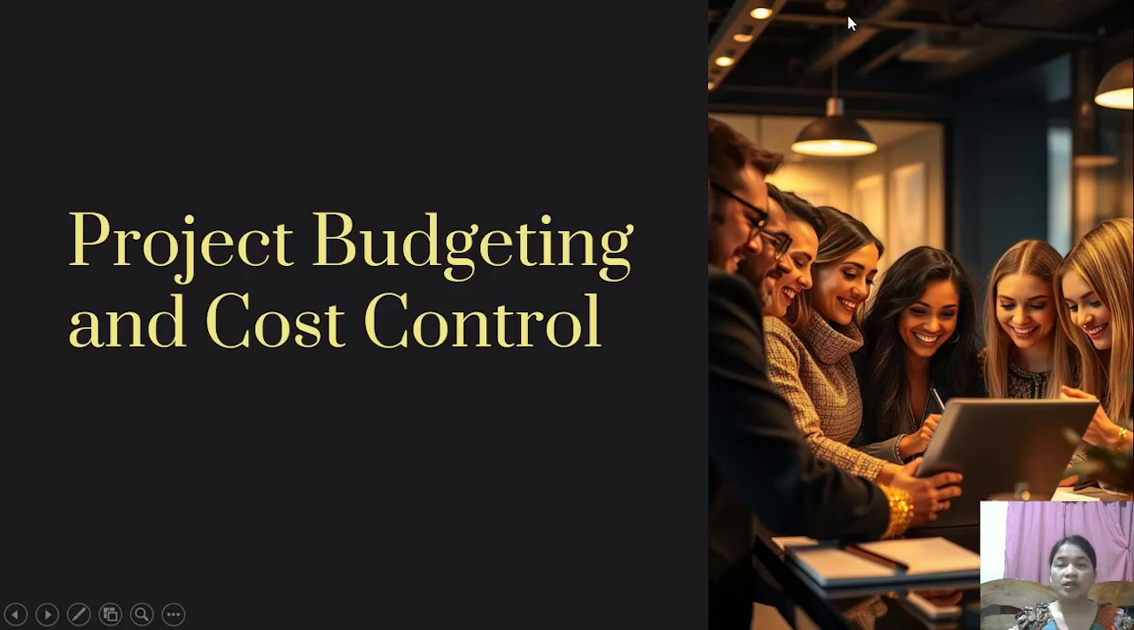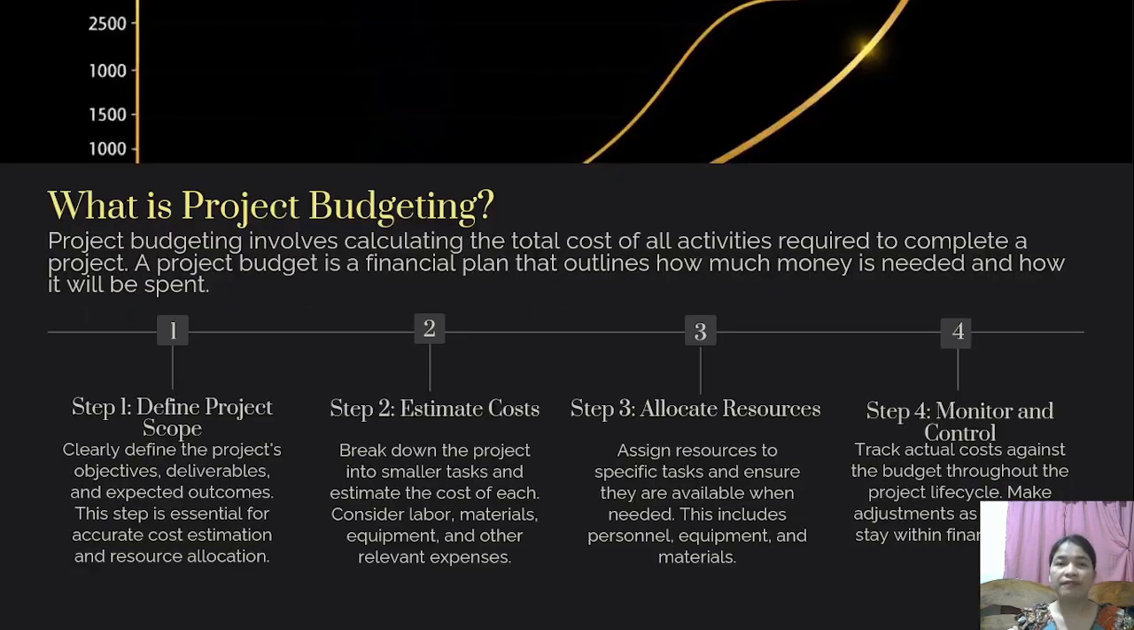So now, let's go to project budgeting and cost control. So let's first define what is project budgeting. Project budgeting involves calculating the total cost of all activities required to complete a project. Or a project budget is a financial plan that outlines how much money is needed and how it will be spent. So first, of course, in project budgeting, you have to define the project scope.